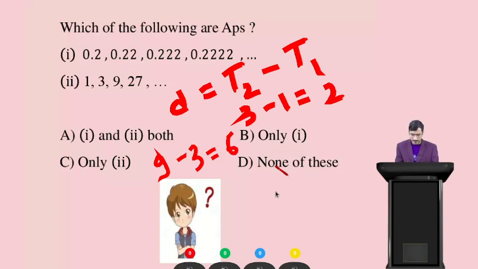So 2 and 6. You can see the difference between two consecutive terms is not the same here. That means both are not an AP. Not the first, not the second. Both are not an AP. So none of these is the right answer here. Option D is the right answer.